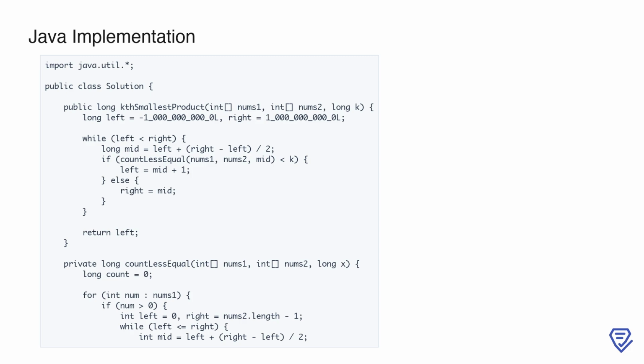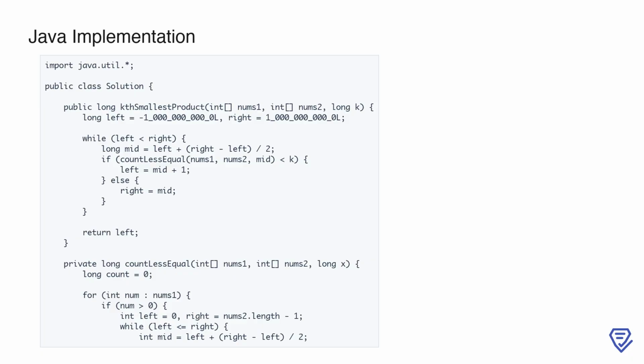Here, we begin our Java implementation by defining the class and the method kthSmallestProduct. The goal of this method is to find the kth smallest product between two sorted arrays, nums1 and nums2. We start by defining two boundaries, left and right, which represent the possible range of products. Since the product can be as low as -10 trillion and as high as 10 trillion, these bounds are set accordingly.